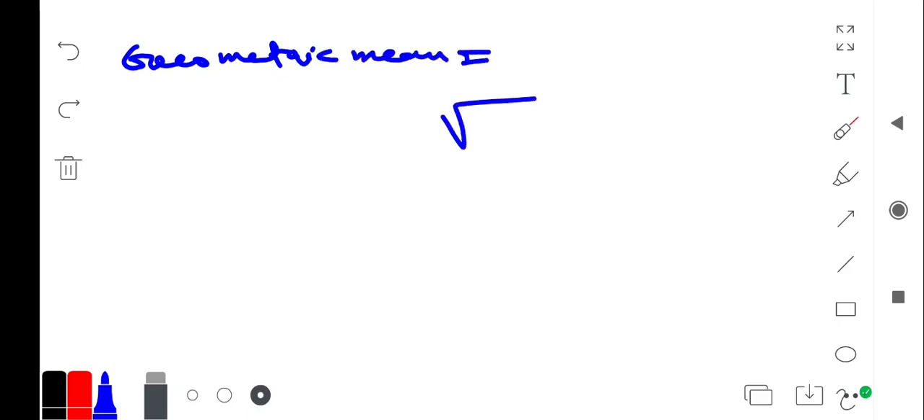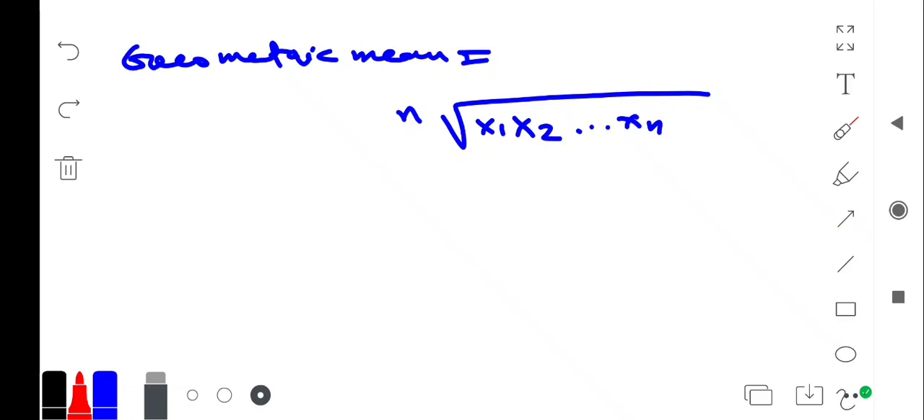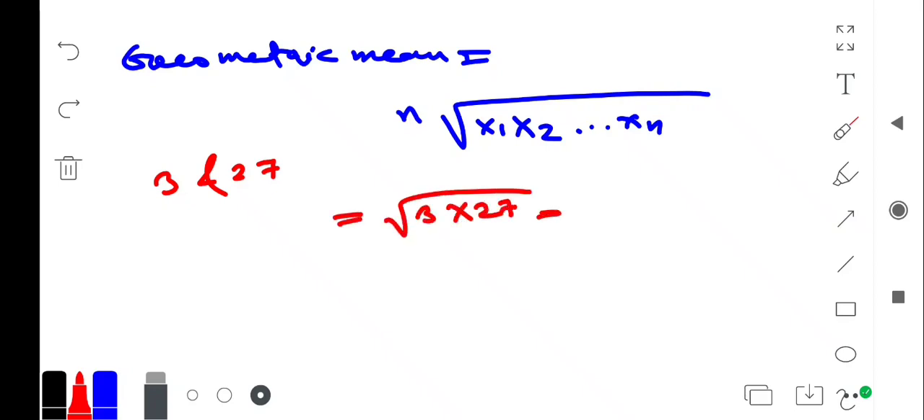Geometric mean means that is root over n, that is x1 x2 dot dot dot xn, that is all will be in multiplication sign. Okay, প্রত্যেকটা গুণ অবস্থায় থাকবে। Suppose geometric mean between 3 and 27, then root over 3 × 27, that is simply the square root, which will be 9.